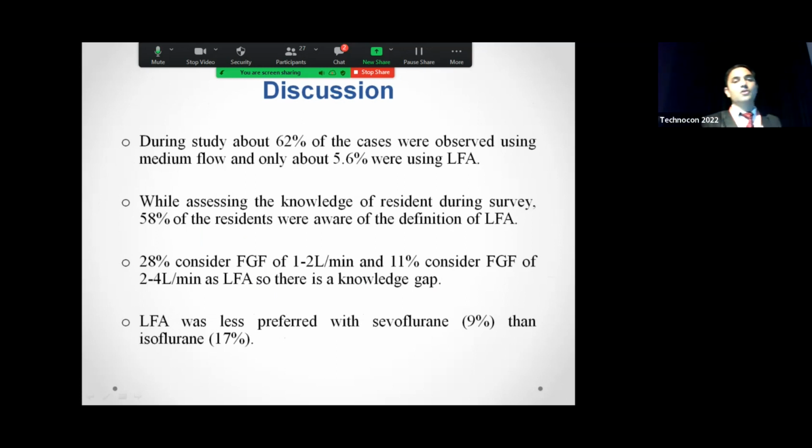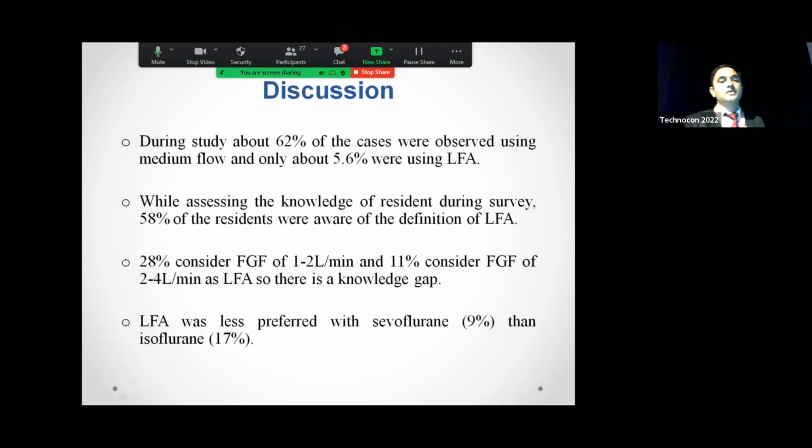While assessing the knowledge of residents during the survey, 50% of the residents were aware of the definition of low flow anesthesia, that is 1 liter per minute and less. 28% considered a fresh gas flow of 1 to 2 liters per minute, and 11% considered a fresh gas flow of 2 to 4 liters as low flow anesthesia. This shows the knowledge gap among the residents.